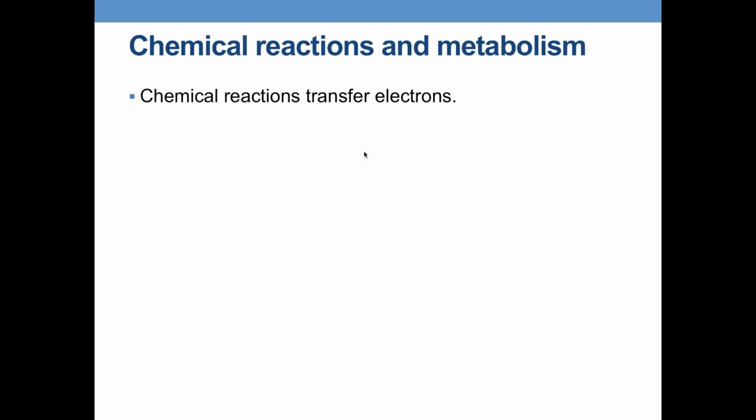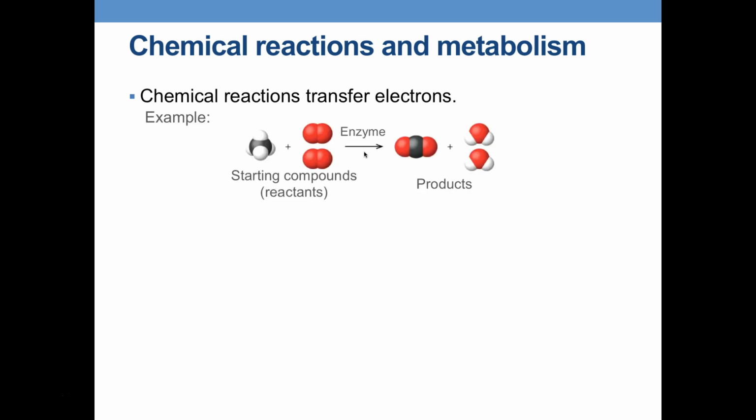Let's move on to chemical reactions. Put very simply, chemical reactions involve transfer of electrons. And in a chemical reaction, we have starting compounds or reactants, which are converted into products. And in biological systems, these reactions are controlled by enzymes. So enzymes are what we call a catalyst. They decrease the amount of energy required for a reaction to occur. They speed up reactions, and really they control the chemical reactions inside living cells.